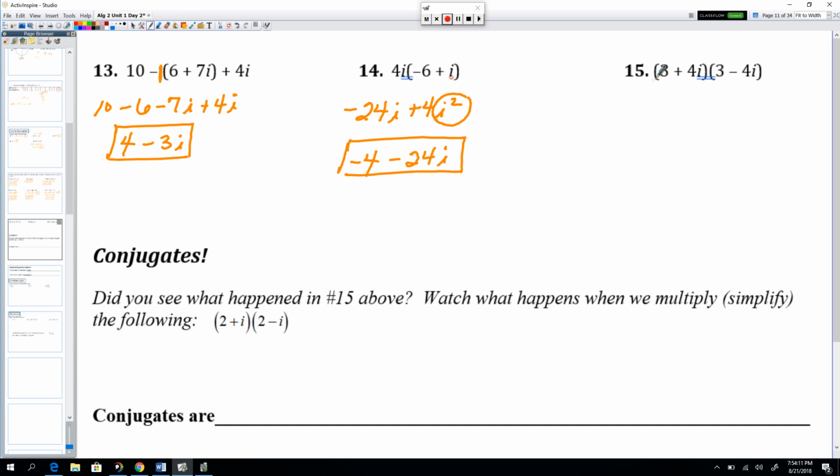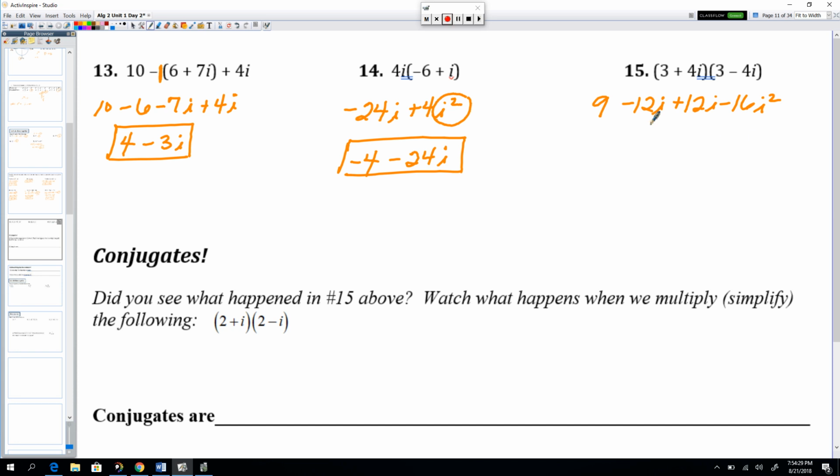Now this is a fun problem that's going to lead us into our conversation about conjugates. So let's watch what happens here. Once again, we've got a binomial times a binomial, so we must use FOIL. First times first, outer times outer, inner times inner, and last times last.